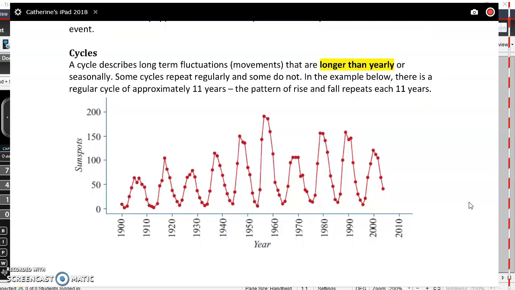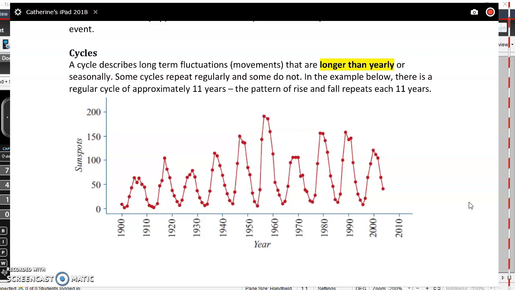Another big feature that you could see in a long-term time series graph is a cycle. This is where we see long-term fluctuations that are longer than yearly or seasonality. Basically, a pattern that happens over a period that's greater than 12 months.